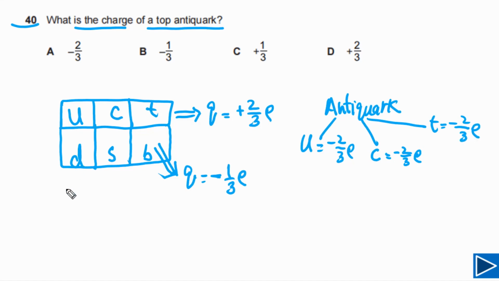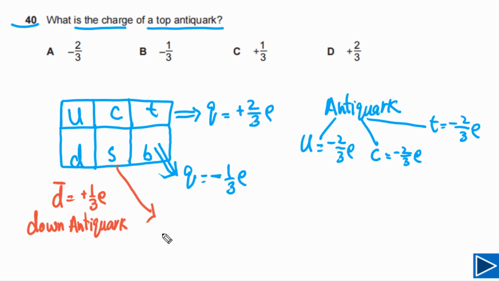Now let's try to understand what is the charge on the down anti-quark. This is the symbol, we use a bar at the top. So this is telling us this is the down anti-quark. And the charge on the down anti-quark is equal to plus 1 over 3e. Simply you can say just the opposite charge.